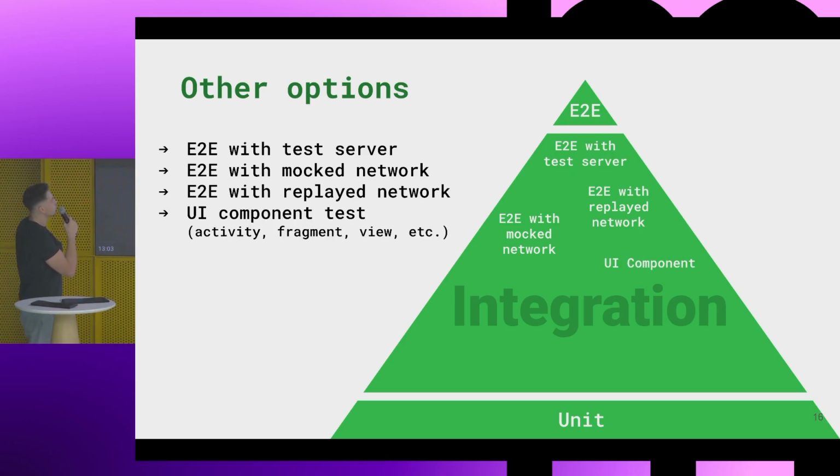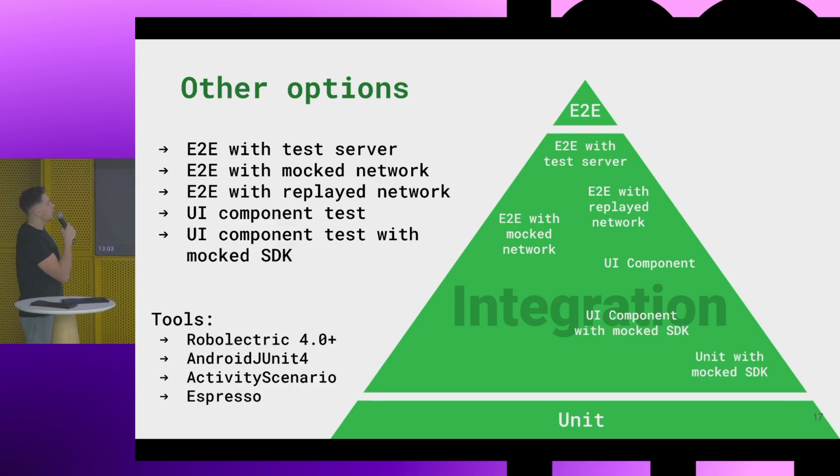Also, we can go further from end-to-end tests and make UI component tests, like separate tests for a single activity or fragment or view. And we can mock not only the network, but even the Android SDK. Robolectric allows us to do so. So these tests will be executed on the host JVM. Starting from version 4.0, we're able to write even UI tests using Espresso with Robolectric. But it comes with some restrictions.